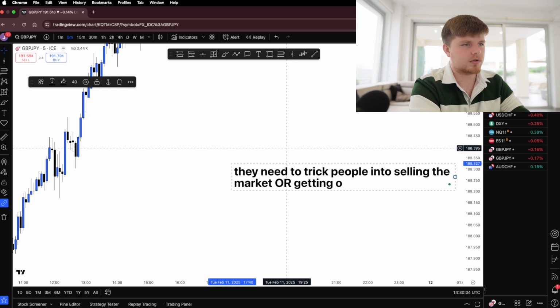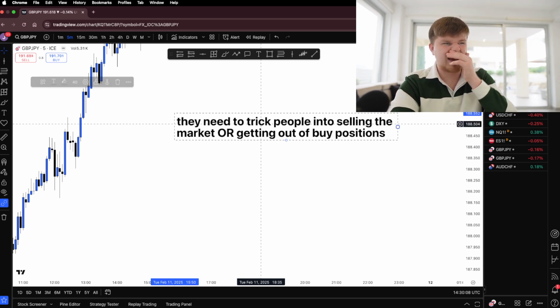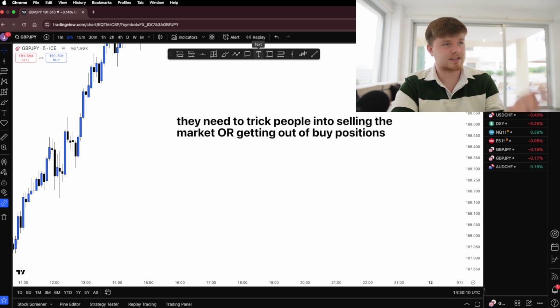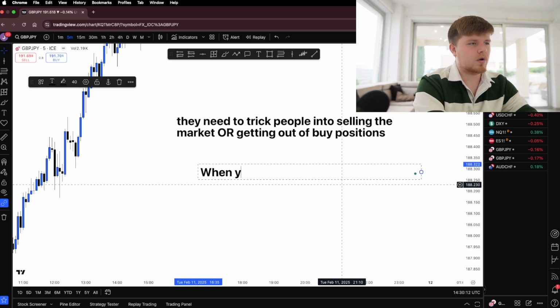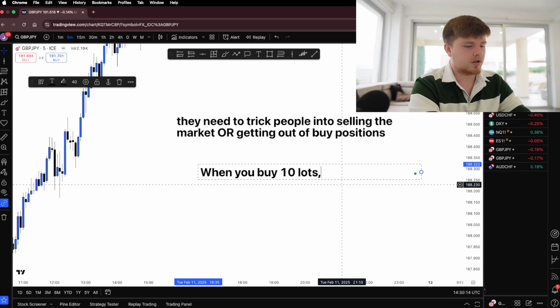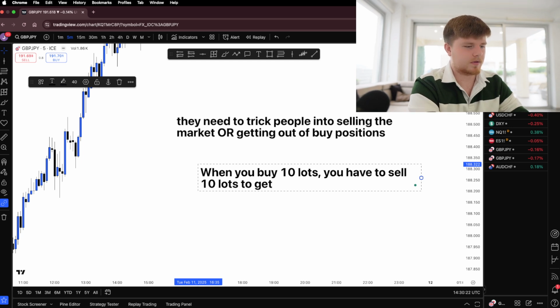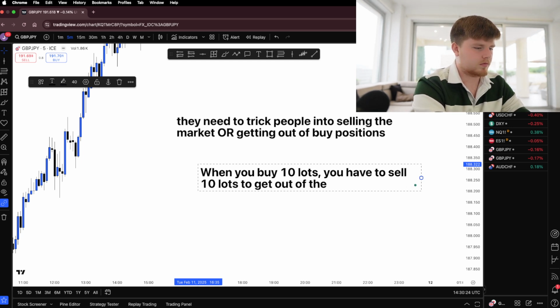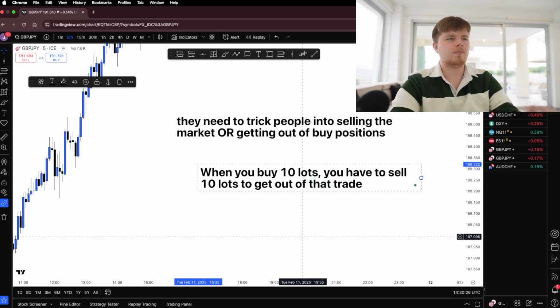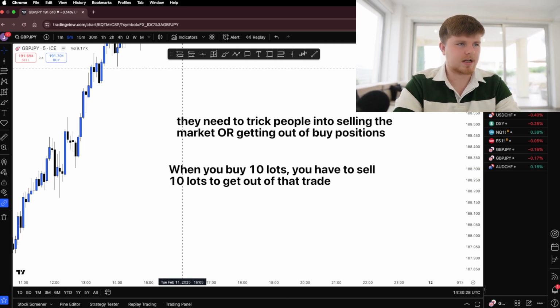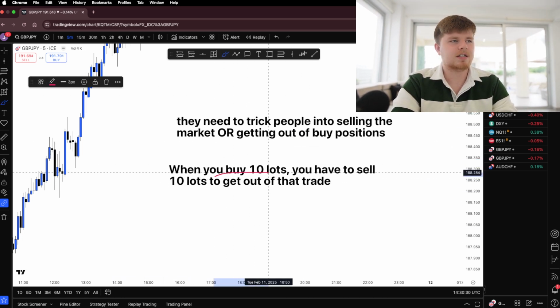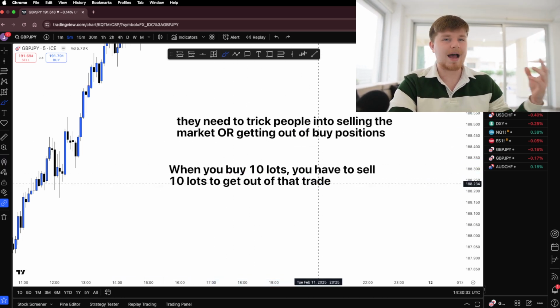Getting out of buy positions. Why getting out of buy positions? Because when you get in for a position, you have to then sell to get out of it. So when you buy 10 lots, you have to sell 10 lots to get out of that trade. You have to sell the same amount you buy, or buy the same amount you sell if you're in a short position.